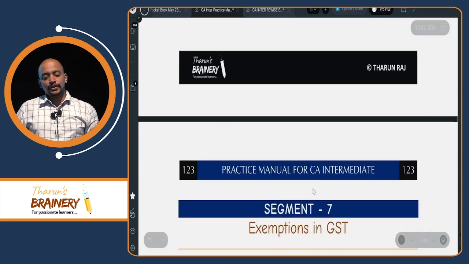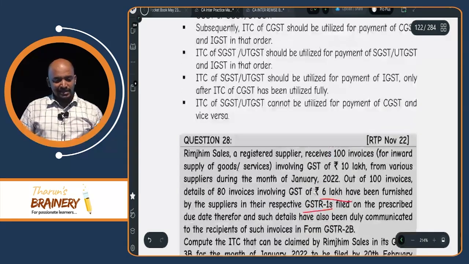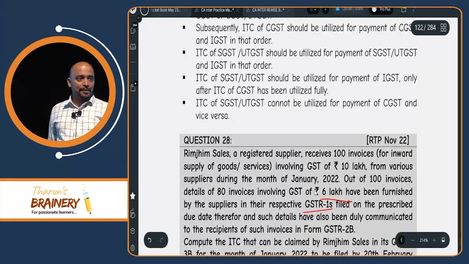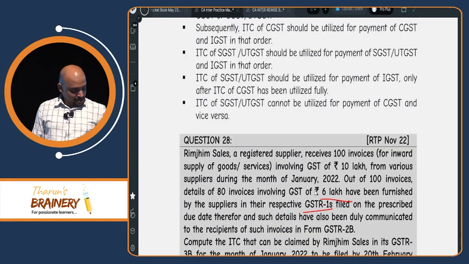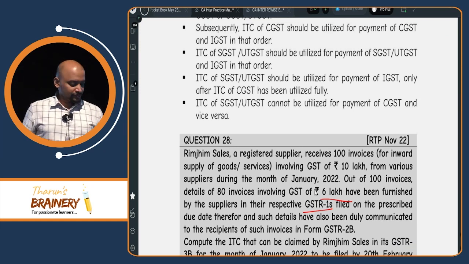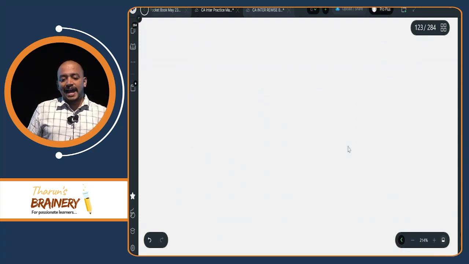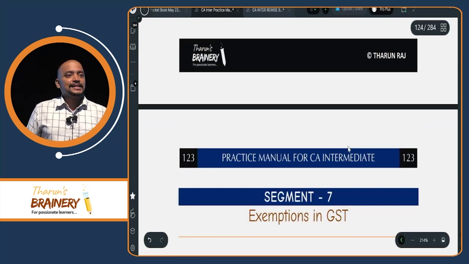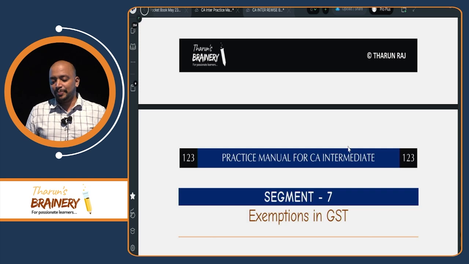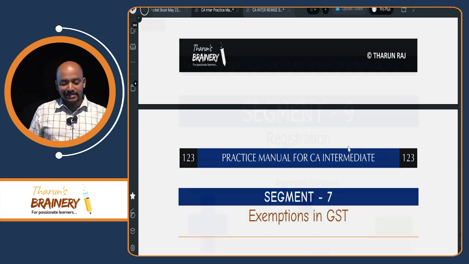Okay. So, these are the questions that we have on input tax credit. We completed it fully. We will have another chapter, that is registration, after a break. Take a break, and thereafter we will start with registration under GST.